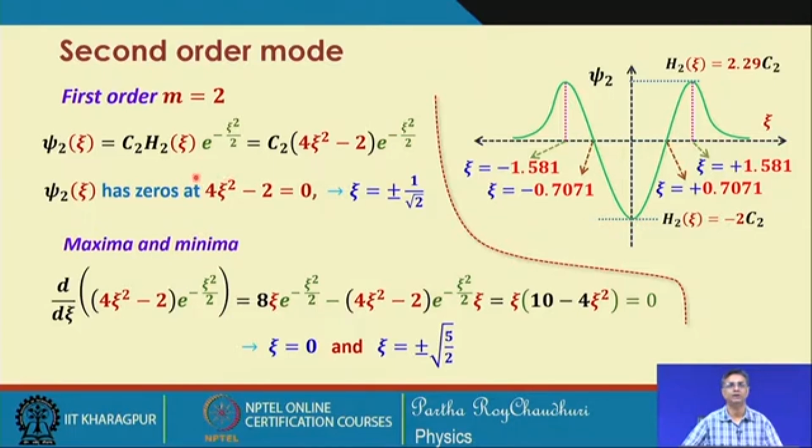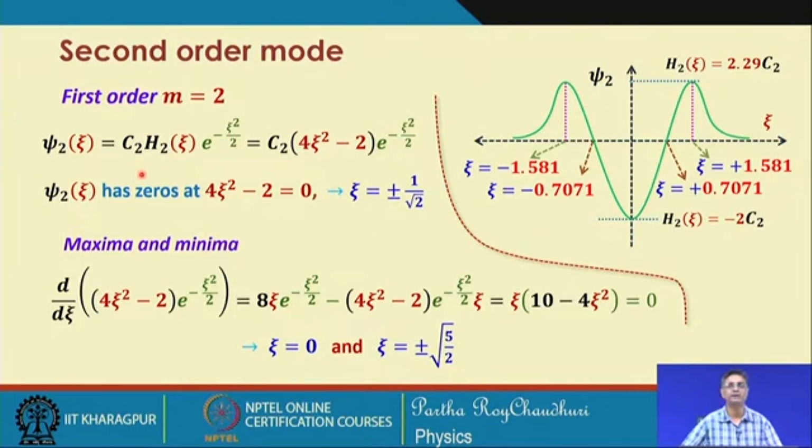If you put it back into the main equation, you will get the condition for minima, and if you take 10 minus 4 xi square equal to 0, you will get this condition, because in that case xi equal to plus minus under root 5 by 2. So, you get these two conditions. So, you can reproduce the complete mode picture for all other values of m, for m equal to 3, m equal to 4, just by following this approach.